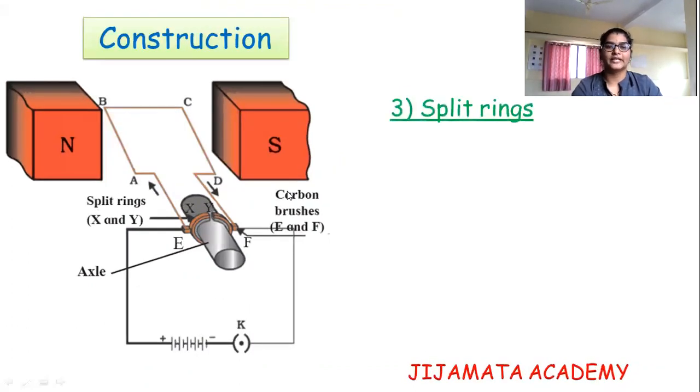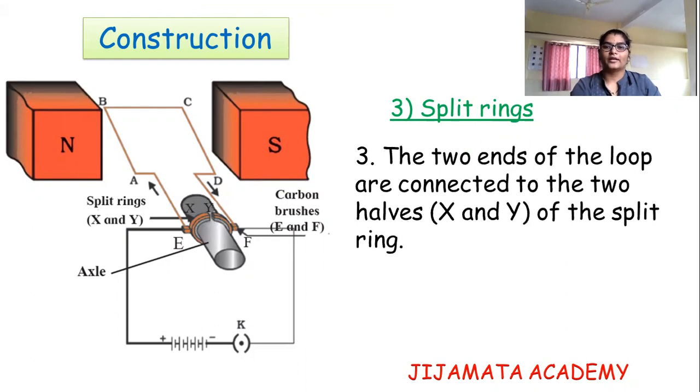Third component, split rings. Split means broken, into 2 parts. So a ring broken into 2 parts is a split ring. So split rings, this is X and Y. You can see here a ring that appears to be broken into 2 different parts. That is split ring. So the two ends of the loop are connected to the two halves X and Y of the split ring. Two ends of the loop, that is this loop ABCD, these A and D points are attached to the split rings at X and Y. So two ends of the loop are connected to the two halves of the split ring.